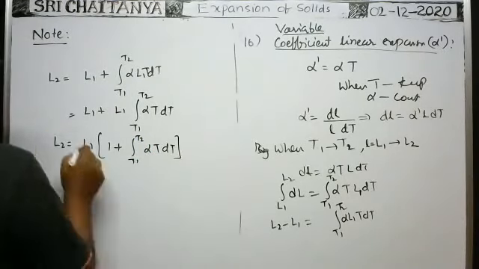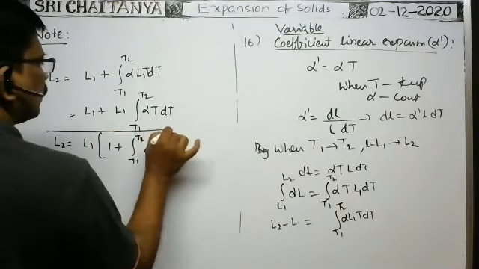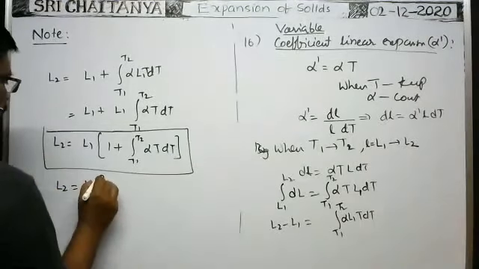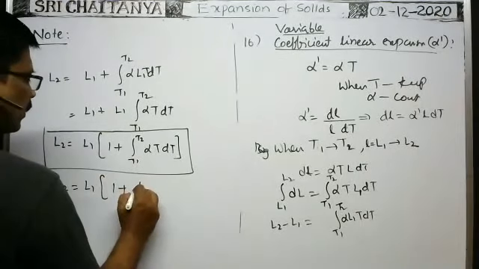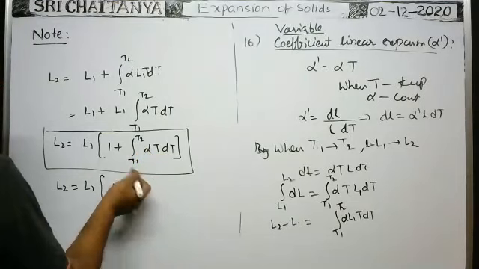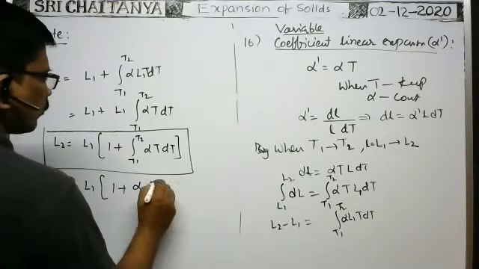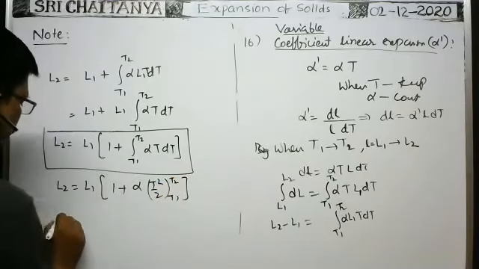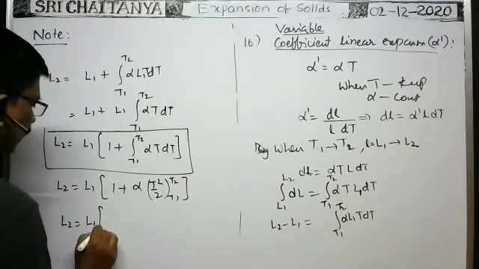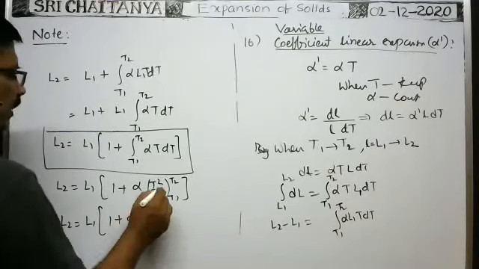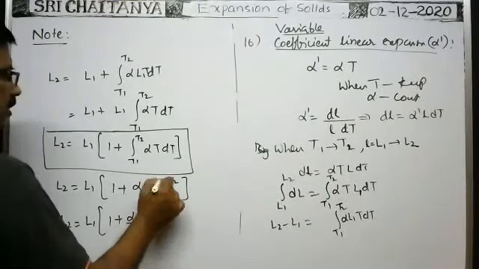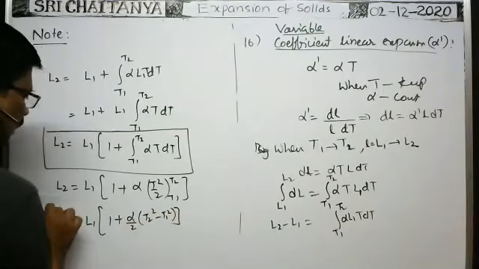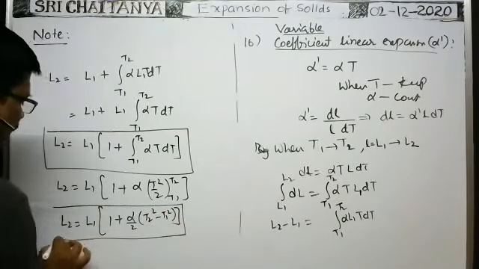The answer may be given like this. Or in other words, L2 is equal to L1 into 1 plus alpha, since alpha is constant, you can write it outside. The integral of T dt means T square by 2, limits T1 to T2. Therefore, L2 is equal to L1 into 1 plus alpha by 2 into T2 square minus T1 square, after substituting the upper limit first. This is the final length of the rod. In this way also the answer may be given.